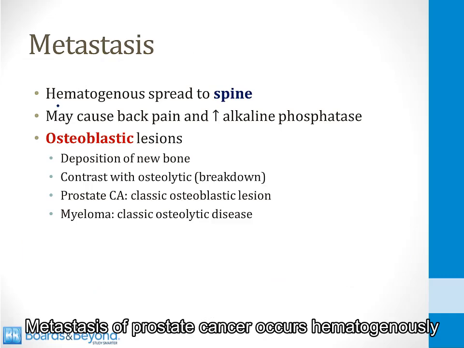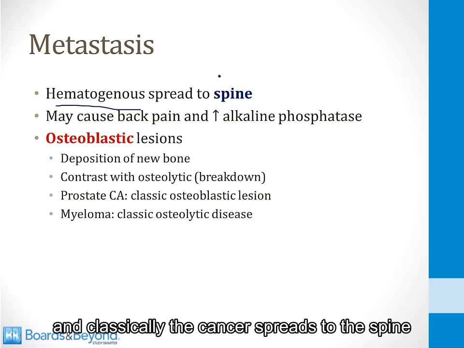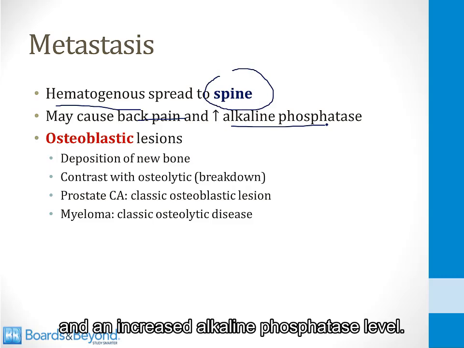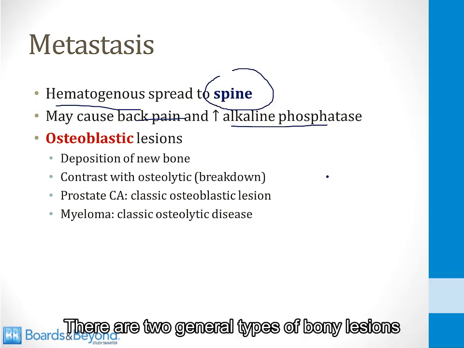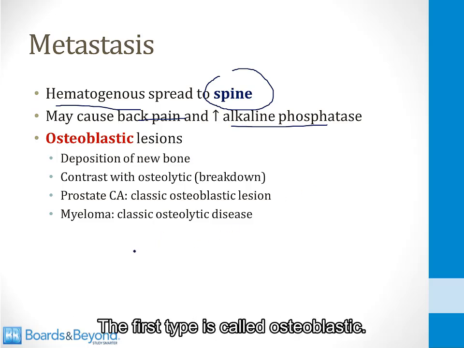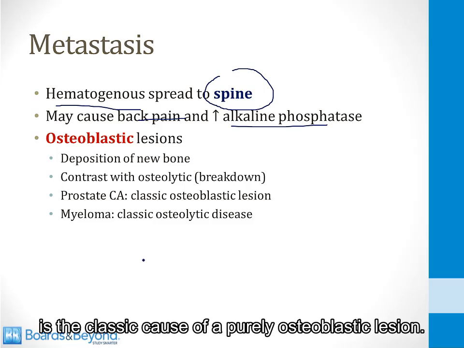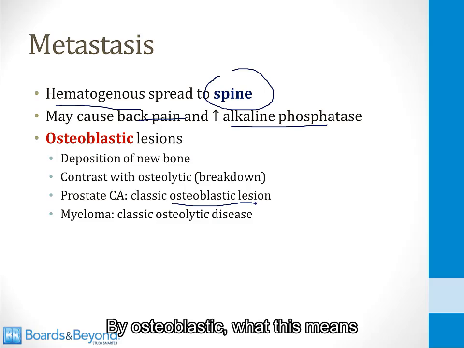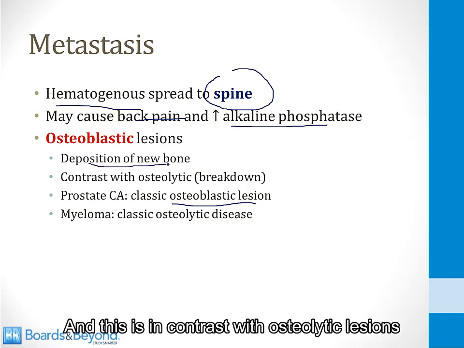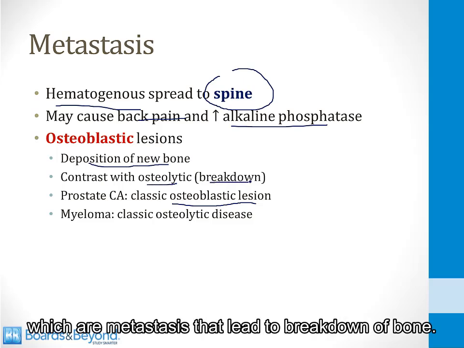Metastasis of prostate cancer occurs hematogenously, and classically the cancer spreads to the spine and causes back pain and an increased alkaline phosphatase level. There are two general types of bony lesions caused by cancer mets. The first type is called osteoblastic. The second type is called osteolytic. You should be aware that prostate cancer is the classic cause of a purely osteoblastic lesion. By osteoblastic, what this means is that the prostate cancer metastases lead to deposition of new bone. And this is in contrast with osteolytic lesions, which are metastases that lead to breakdown of bone.